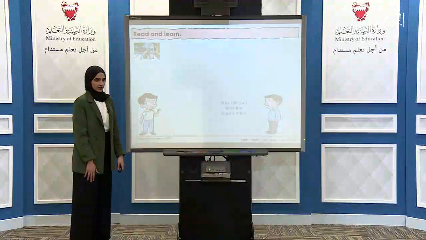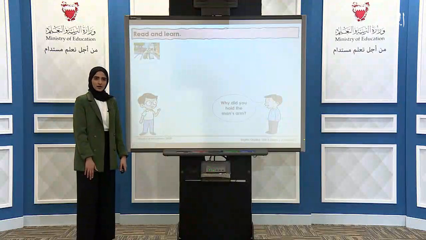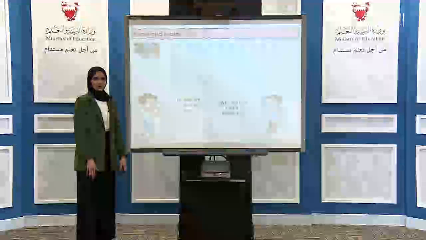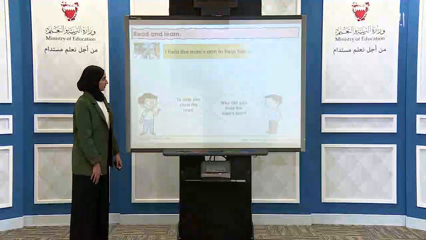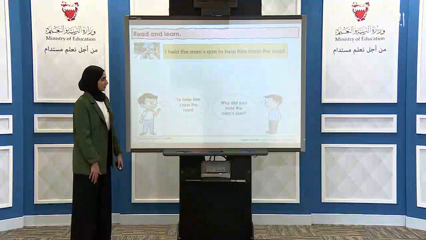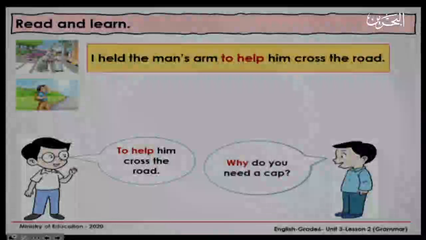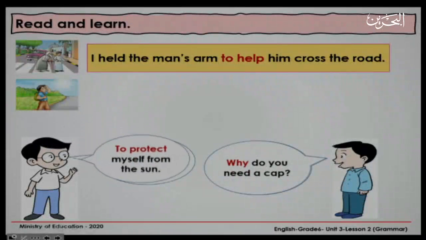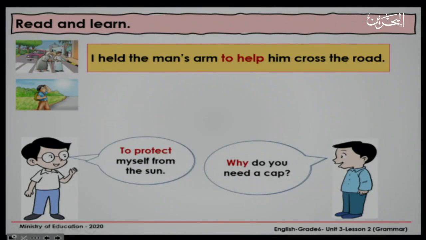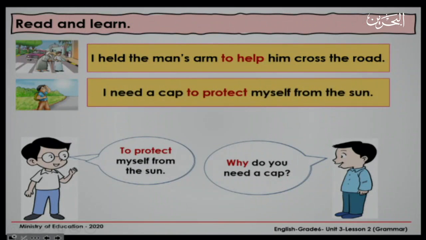Look at the picture. Why did you hold the man's arm? To help him cross the road. I held the man's arm to help him cross the road. The second picture. Why do you need a cap? To protect myself from the sun. I need a cap to protect myself from the sun.